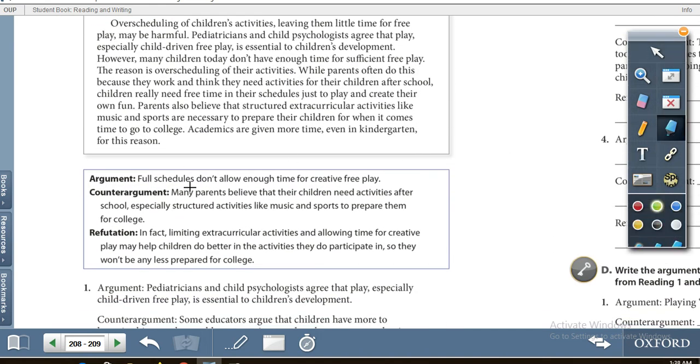What is an argument? The argument is, you know, always the thesis statement or the point of view of the writer, his own point of view. A counter argument is the opposite of his argument. For example, someone says football is good for kids. So the counter argument: football is not good for kids. Counter means opposite. In refutation, when someone denies the fact, it means that it is not always possible.